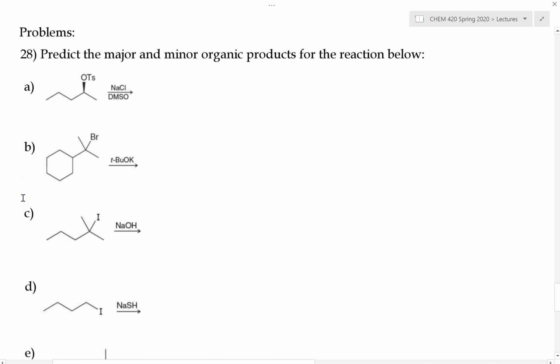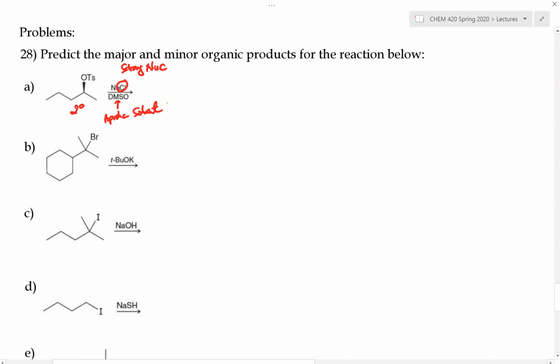Let's now try some of these practice problems to make sure we know how to determine whether an elimination or a substitution reaction will predominate. So in this case, let's try A. In A, we have this substrate reacting with sodium chloride in DMSO. Here we have a secondary substrate. And now we have sodium chloride, in this case, the nucleophile would be the chloride, and we see this will be a strong nucleophile. And we have DMSO, which is basically a polar aprotic solvent.